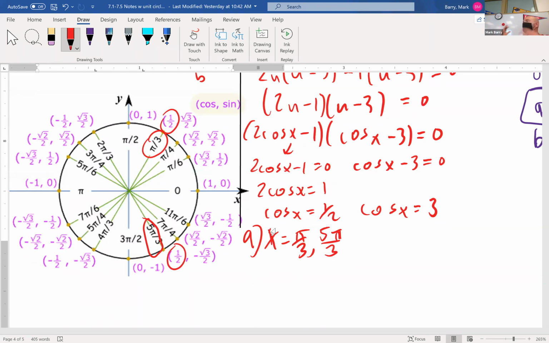One thing I forgot to mention yesterday that I'll bring up today, when you're thinking about finding positive versus negative stuff, remember the all students take calculus trick, right? Where we said that everything's positive in quadrant 1, sine is positive in quadrant 2, etc. So if we're looking for a positive cosine, it makes sense we'd be looking in quadrants 1 and 4, correct? Because that's the all and the cosine quadrant. If I was looking for a negative cosine, I would be in 2 and 3, right? Because that's the sine and the tan quadrant.